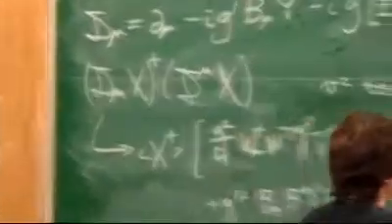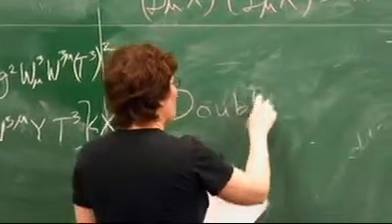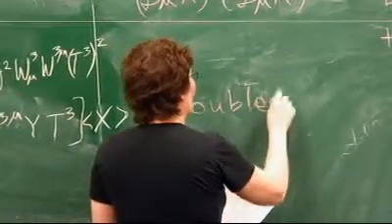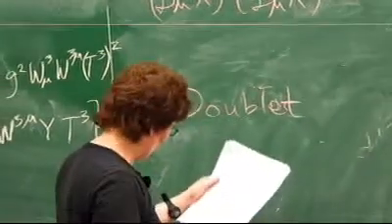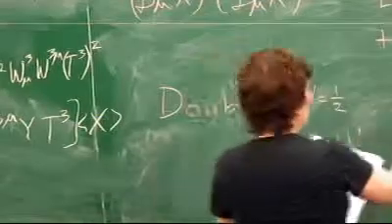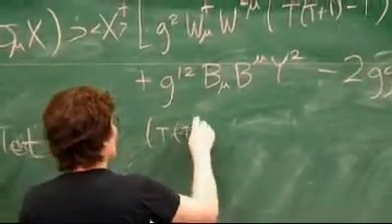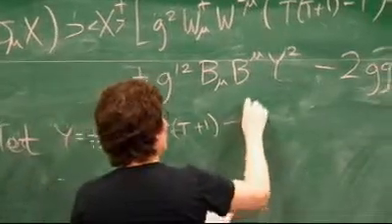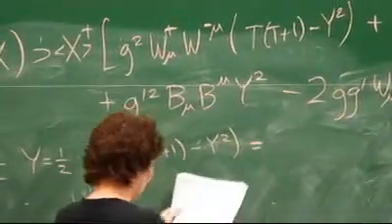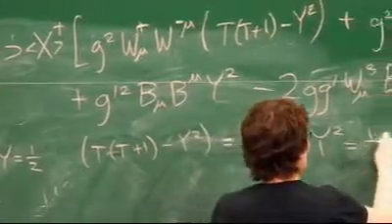Okay. Now let's look at what these are for the doublet and for the two triplets that I want to consider. Okay. The doublet has hypercharge 1/2. This first thing, the T(T+1) minus Y squared, if you plug in, this gives you 1/2, and Y squared is 1/4.